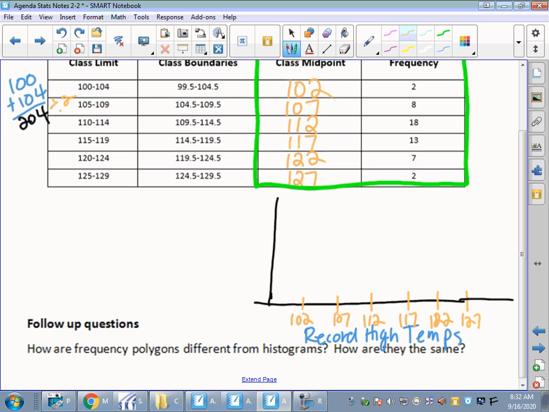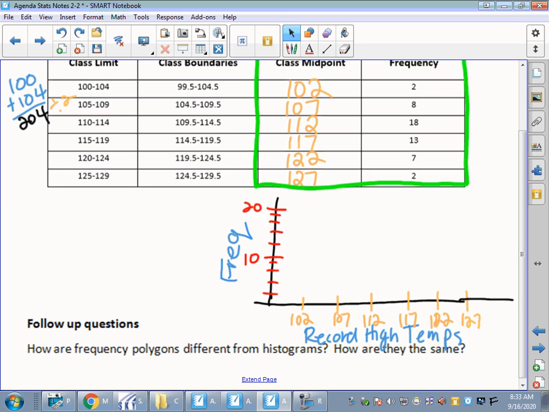Up the y-axis is always frequency. And again, my frequencies go from 2 to 18. So I'll do what I did before. I'll count by 2s. This will be 20. This will be 10. Please do a better job than I did. Mine's a little sloppy, but we get the general idea, right?